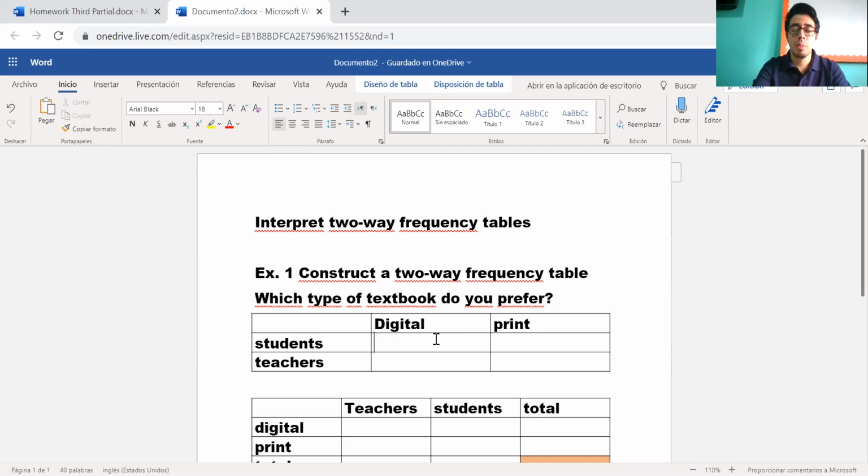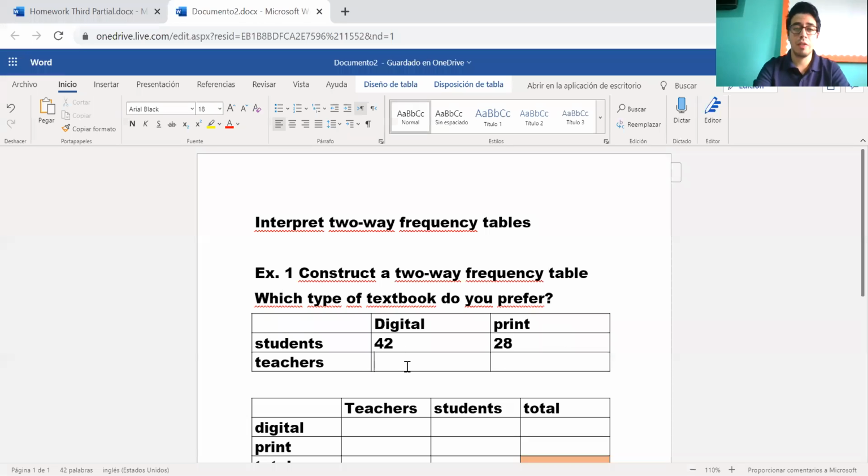Which type of book do you prefer, digital books or printed books? And we have two other categories for dividing the students and the teachers. So in digital, we have 42. Printed books, we have 28. This is the preference for the students: 42 prefer digital books and 28 prefer printed.